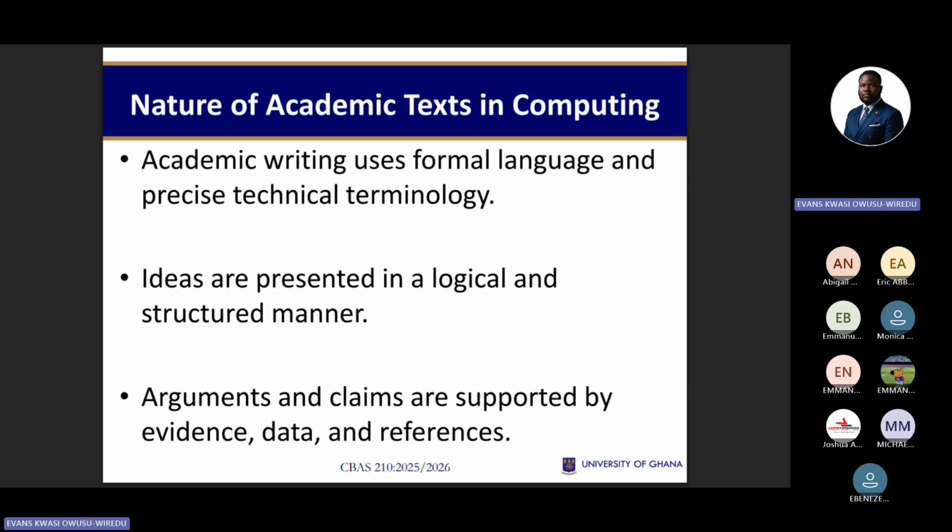So I was talking about the structure of an academic text, and the nature of it. Most academic texts follow a predictable structure. Think of it as the blueprint of a house. If you know the blueprint, you know where to find the kitchen, the bedroom, the bathroom, the living room, the washroom.